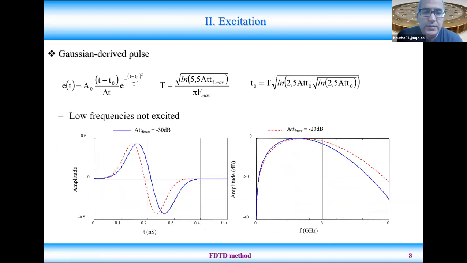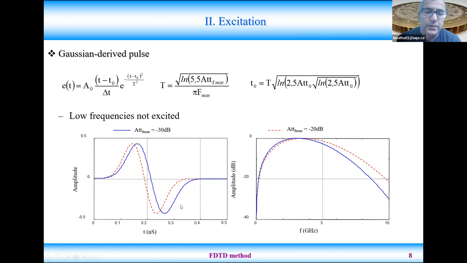Another type of excitation is a Gaussian derived pulse. It will be written like this: E of t equals a naught (t minus t naught) over delta t, exponential minus (t minus t naught) squared over T squared. We can choose T by using this relation. Depending on the frequency max that we want to consider in our problem, the attenuation at maximum frequency, and this t naught depends on the parameter in time domain. Depending on the attenuation at f max, minus 30 dB or minus 50 dB, 20 dB, you can see the difference in the shape in the frequency domain.